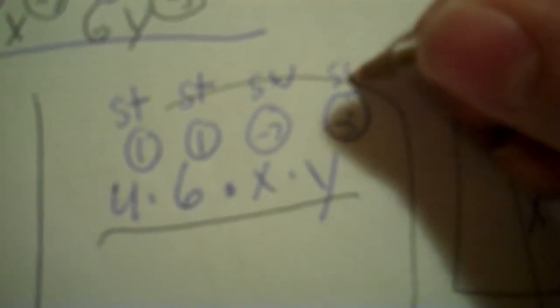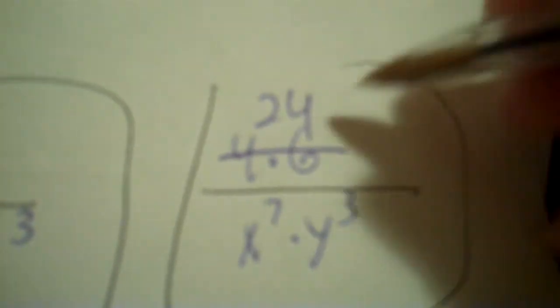So this 1, that's a stay. This 1, that's a stay. This negative 7, that's a switch. This negative 3, that's a switch. So you move the Y to the bottom, it switches to a 3. So 4 to the 1 is 4. 6 to the 1 is 6. Then X7 times Y3. Okay, 4 times 6 gets multiplied into 24. So 24 over X to the 7 times Y to the 3.